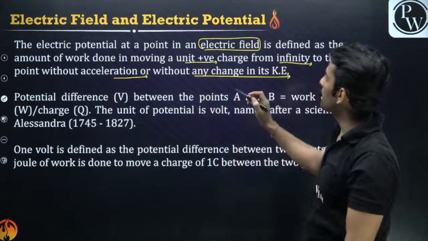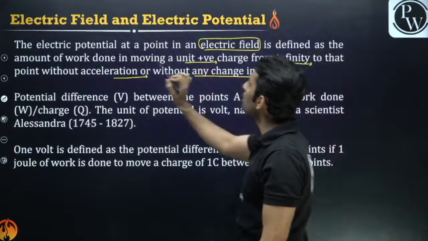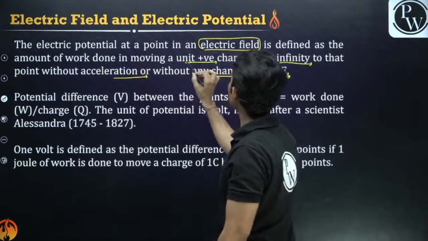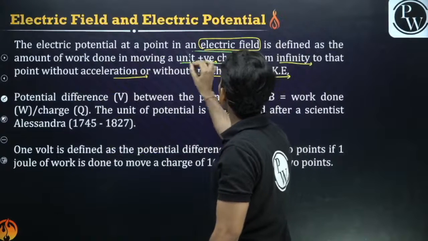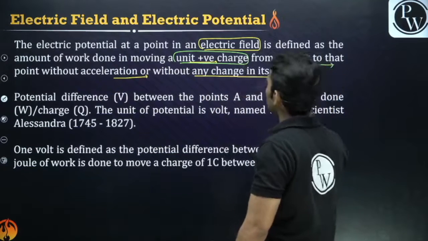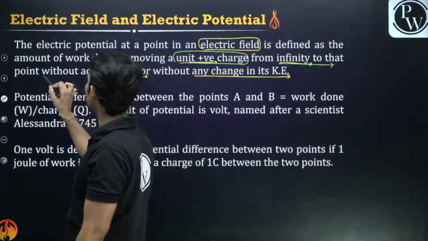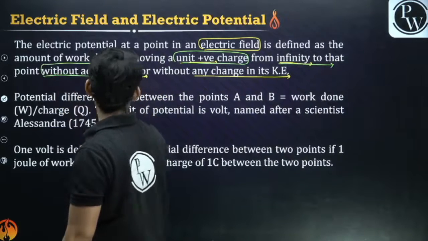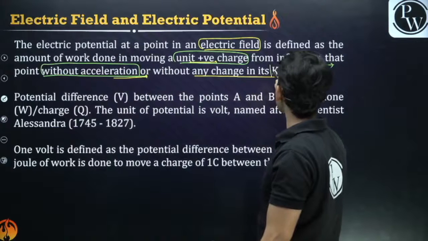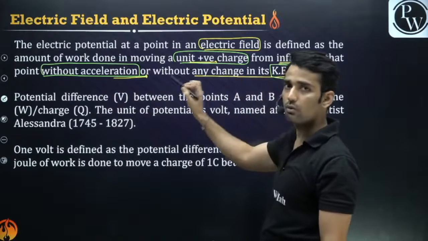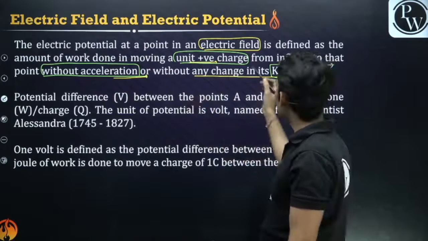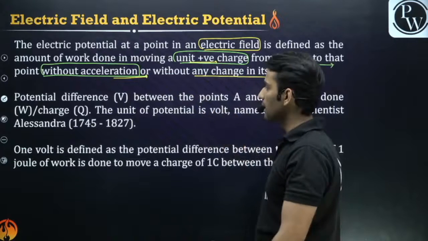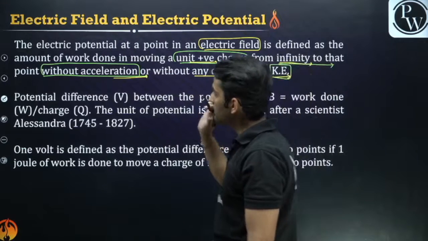The electric potential in an electric field is defined as the amount of work done in moving a unit positive charge, 1 coulomb of charge, from infinity to that point. Infinity to that point without acceleration means we are bringing the charge very, very slowly, without any change in its kinetic energy. No acceleration means no change in kinetic energy. Clear guys? So this is the electric potential.